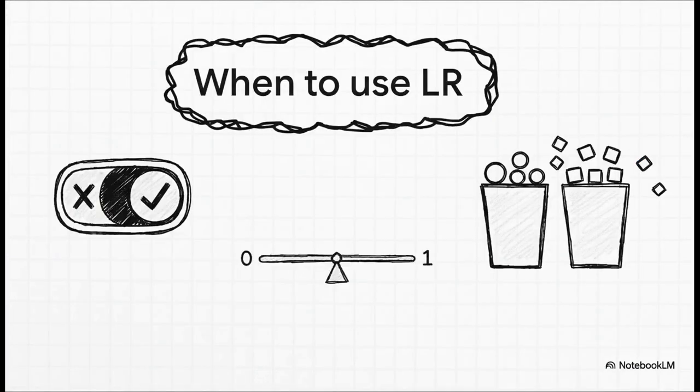So you'll want to grab this tool for what we call binary problems, things with only 2 outcomes. Is this transaction fraud? Yes or no. Is this email spam? Yes or no. It's super fast, it's efficient, and it gives you a nice, clean probability score to go with its decision.